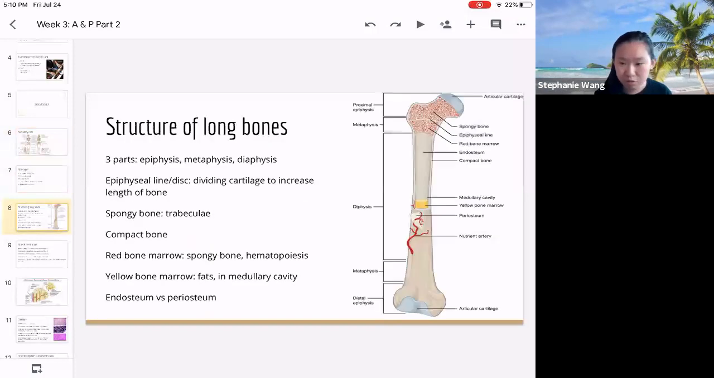All right, next we're going to move on to the structure of long bones. There are three main parts that you need to know.